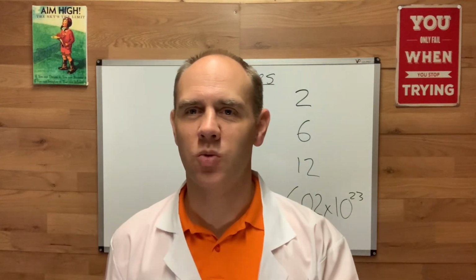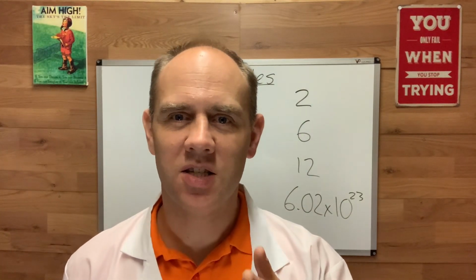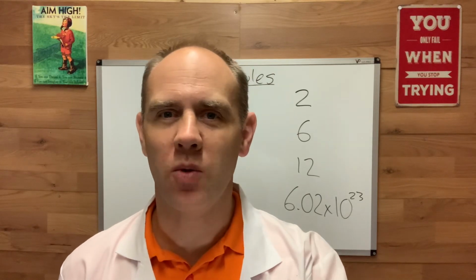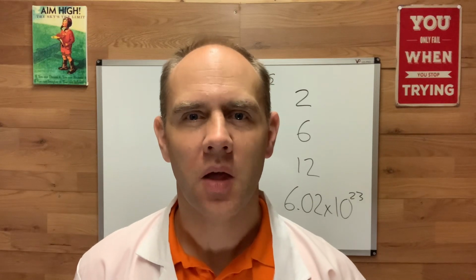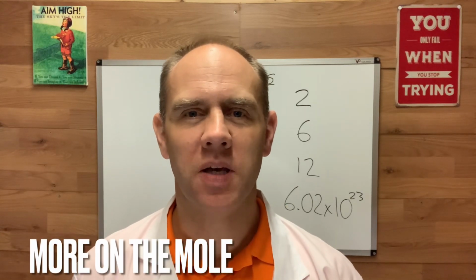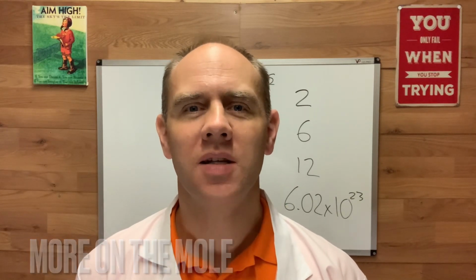6.02 times 10 to the 23. That means it is a 602 and then another 21 or 20 zeros behind it. So it's a massive number. And the reason it's massive is because atoms are so tiny.